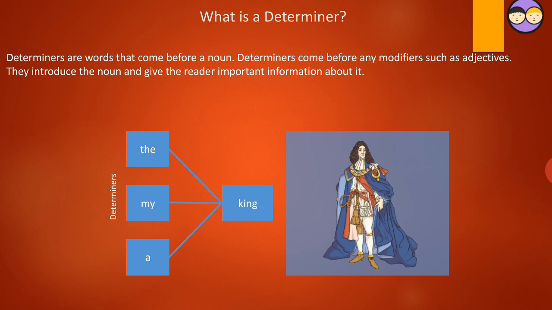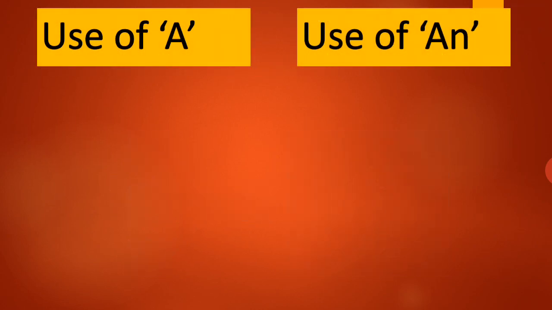So, dear kids, we were discussing determiners. We came to know the definition of determiners: what is a determiner and what are the various kinds of determiners. And we practiced some exercises also. Now, we have another exercise, but before moving to that exercise, I want you to ponder upon the main points about using a or an.